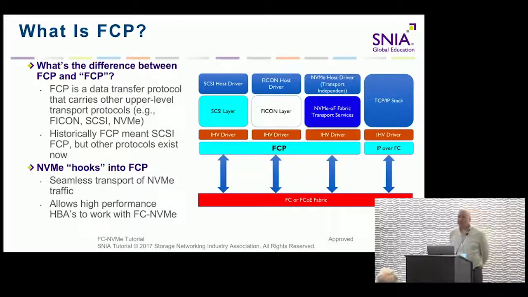And the reason that we do that is because the fabric and the HBAs have optimized paths for FCP, so it allows us to take advantage of existing optimizations.